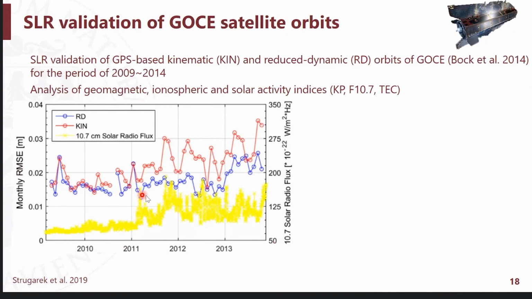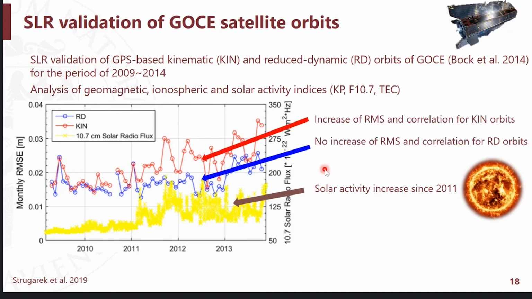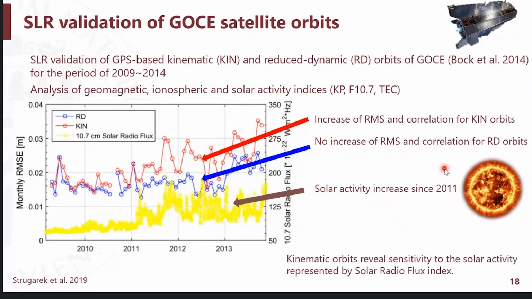We have SLR validation of reduced dynamic and kinematic orbits, and the index representing solar activity. We can notice that since 2011, we have an increase of solar activity, and when we compare it to the validation results, we have an increase of the RMS and a correlation with the index for SLR residuals to kinematic orbits, and no increase in the case of reduced dynamic orbits. So the kinematic orbits may reveal sensitivity to solar activity.